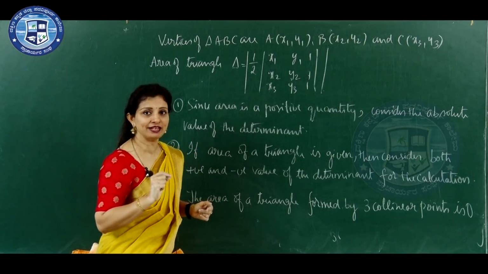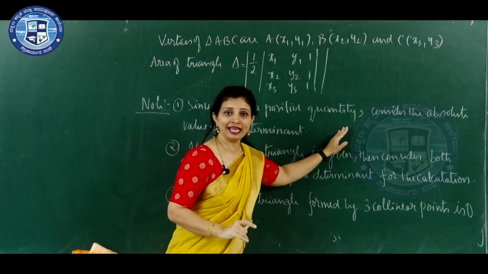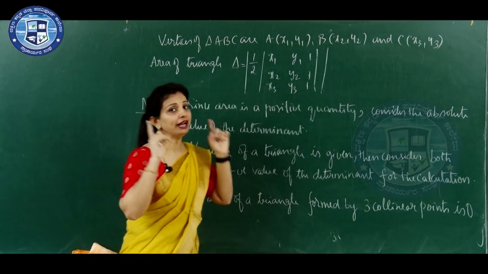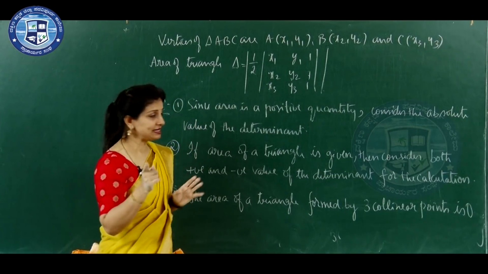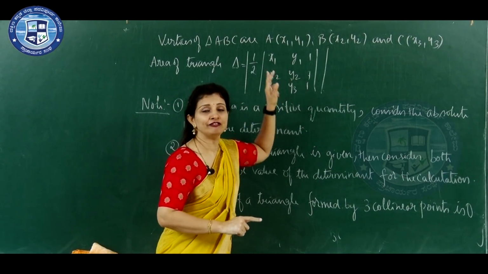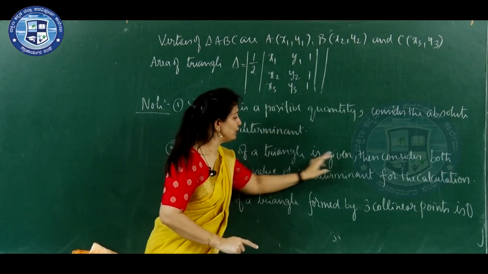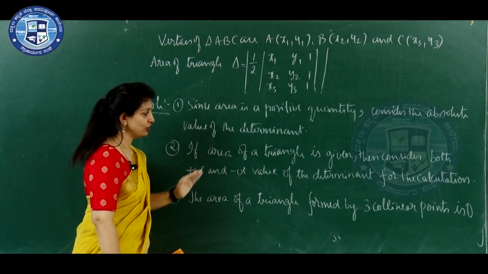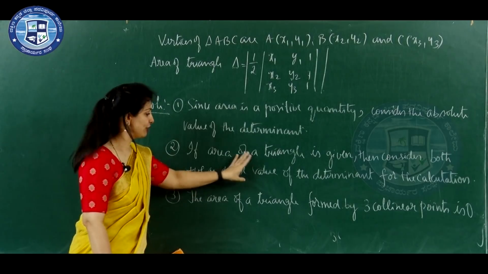Plus or minus, we write plus or minus the value of the area of the triangle. Remember, area is always positive, but since we are finding the coordinate, we have to take plus or minus value of the determinant for the calculation. We will see this when we solve the problem.